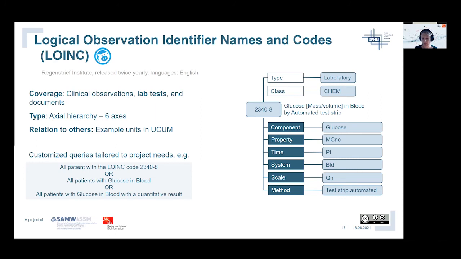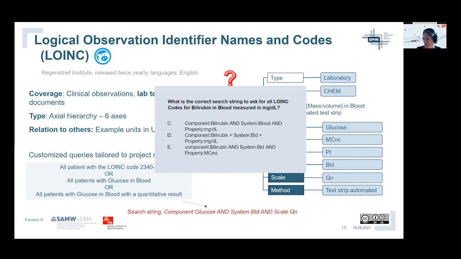In the LOINC browser, you need to register to get access, but it's for free. The whole system is for free. There is a certain syntax you can use to make those searches. And for the last one, the search string would look like this: glucose is the component, and system BLD, and scale QN. And that brings us to the next poll question, which should come up in a second on your screen.